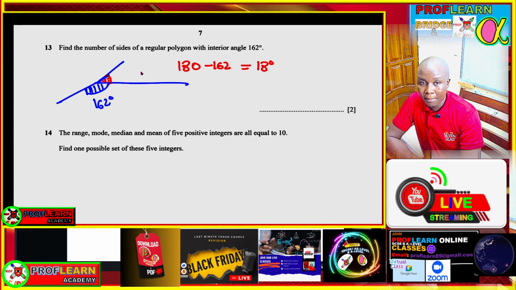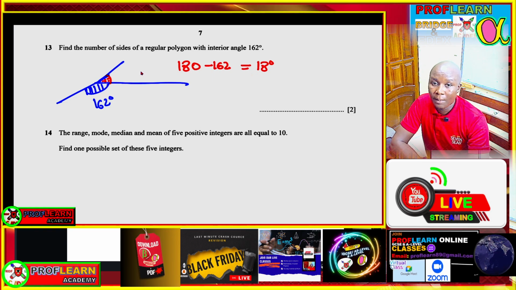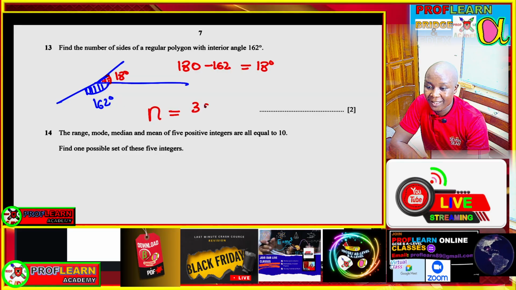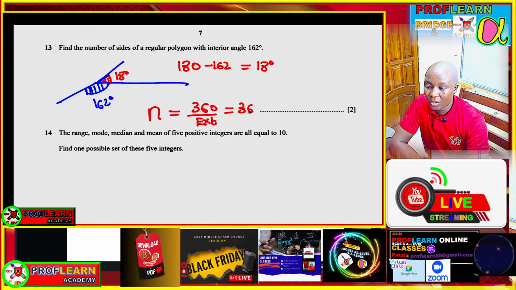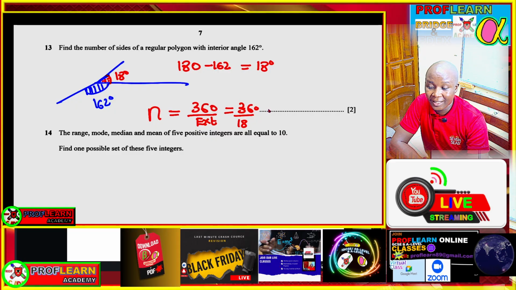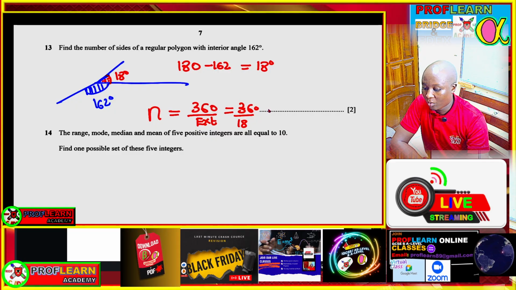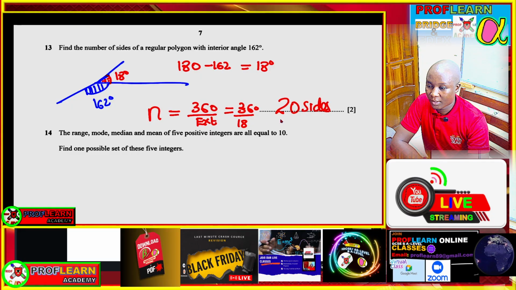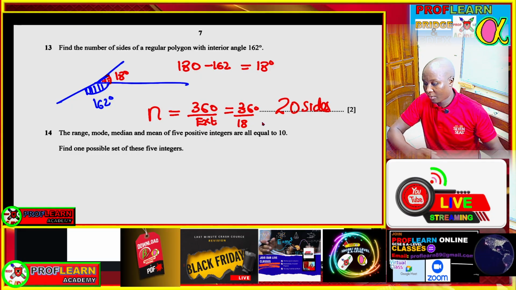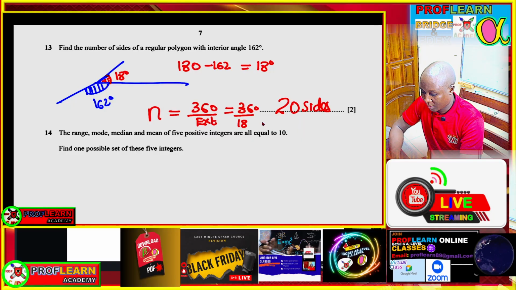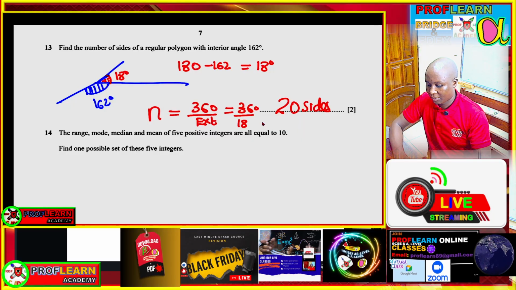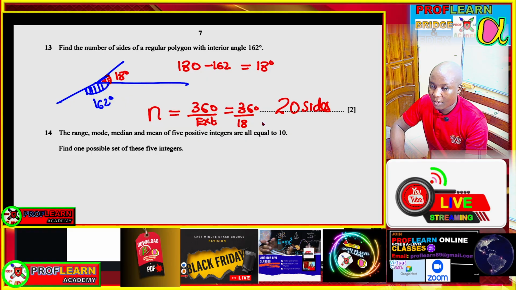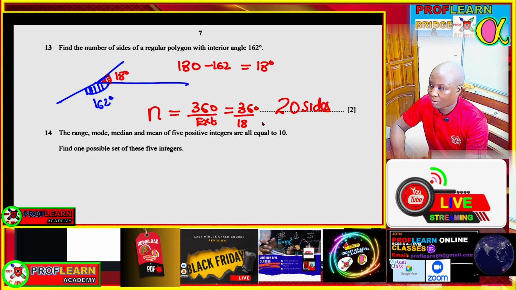Then for me to find the number of sides of this particular polygon, I'm going to take 360 divided by the exterior angle, which is 360 divided by 18, which is going to translate to 20 sides. So here we're going to have 20 sides. Yeah, so this is it, and that's exactly what you are supposed to do in that particular question.